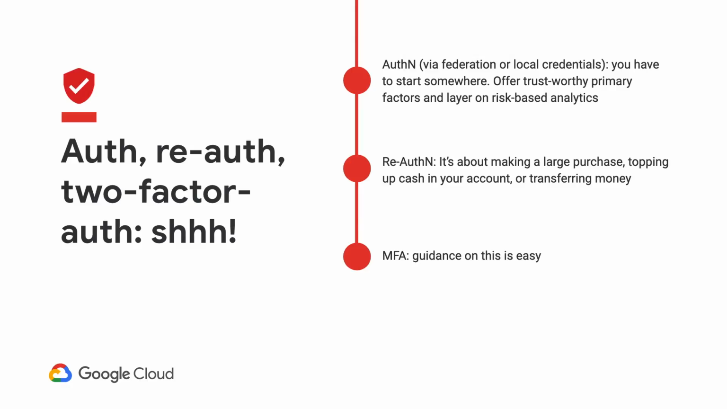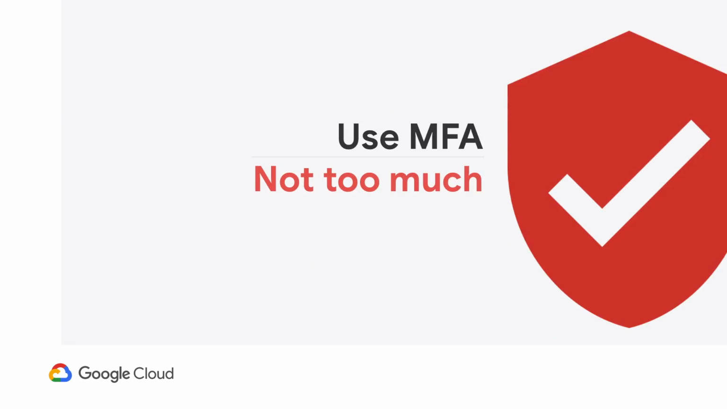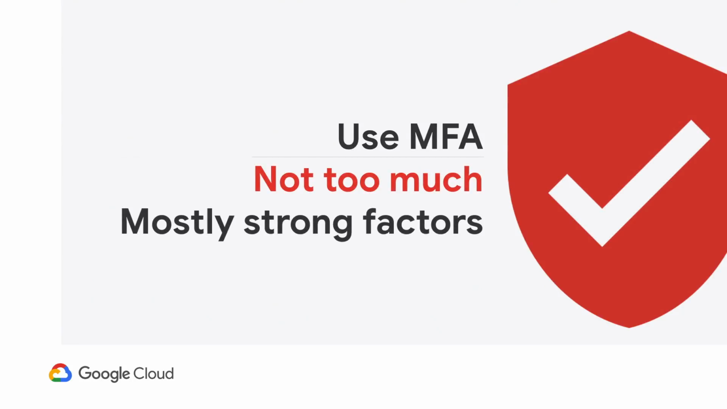Things like making a large purchase, topping up my cash amount, maybe closing my account or transferring money are all reasons that you might want to say, hey, you know what? I need you to re-authenticate. I need you to prove again who you say you are, and maybe add a strong authentication factor in there as well. And my guidance for strong authentication, or MFA, is simple. Use MFA, not too much, and mostly strong factors.